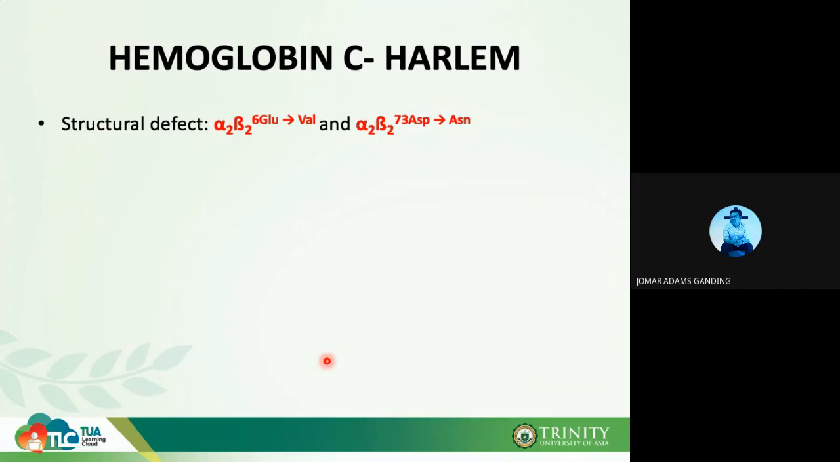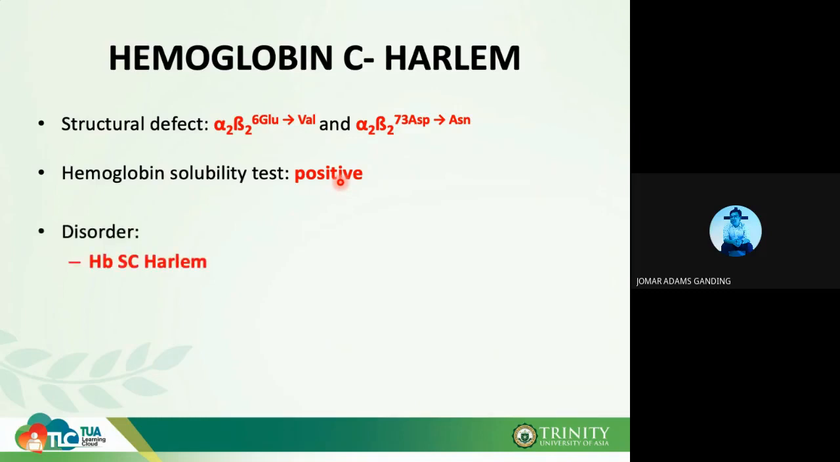So makikita ninyo kanina, di ba, si hemoglobin C and hemoglobin S natin. So, hemoglobin C is actually positive to your solubility test. Bakit po siya positive? When I say positive, meaning to say, it's insoluble. So, meaning to say, nagkaroon ka ng turbidity. And in this case, meron ka sa glutamic at saka sa valine. Okay? Glutamic at saka sa valine, kaya ka may positive result. So, the disorder is called your hemoglobin SC Harlem because both your hemoglobin S and hemoglobin C are seen.